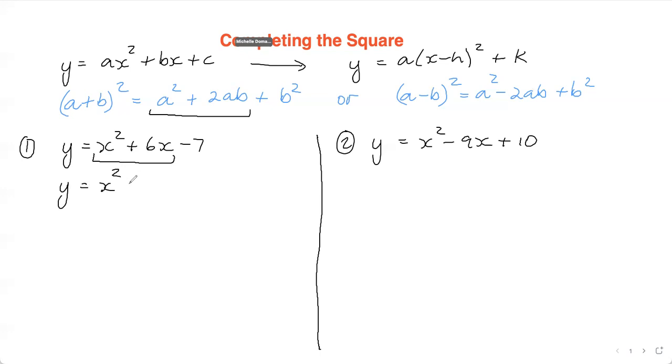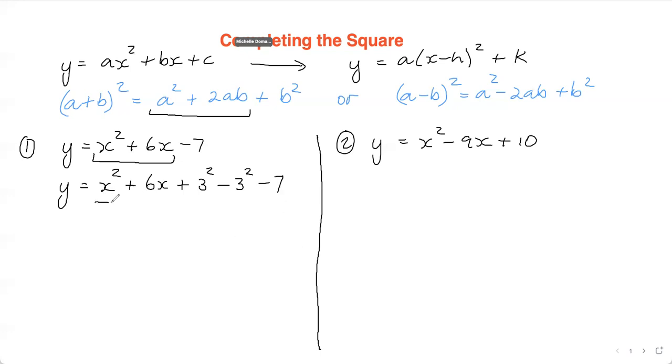Basically, we just take the 6 and halve it to get 3. So I'll leave that as it is for now. I'm going to write plus 3 squared on there, but I can't just add it in without it affecting this. So I have to counteract it by subtracting it as well. And then I'll tag my minus 7 on the end.